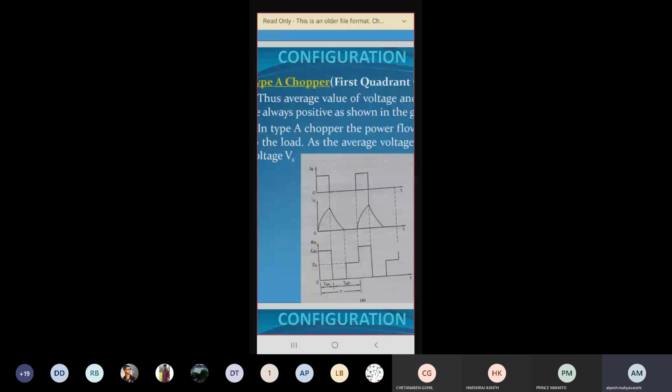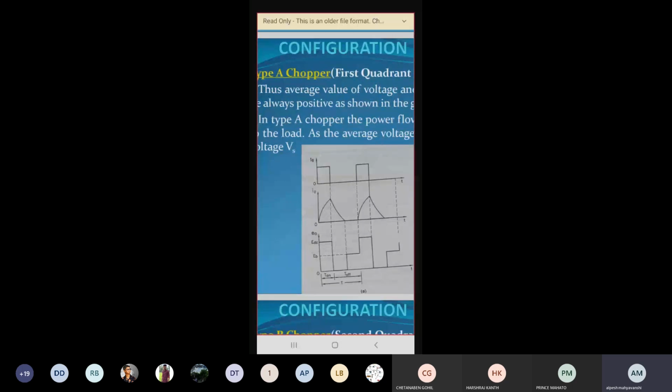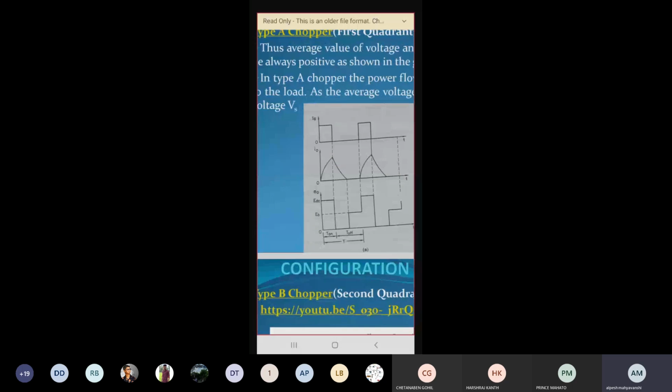It is because of the RLE load connected to the source. Now once again we are making the chopper on, so the current starts from a 0 value and rises exponentially. Now this graph indicates when the T on time period is lesser than the T off time period. This waveform is for lesser T on time period compared to T off time period.